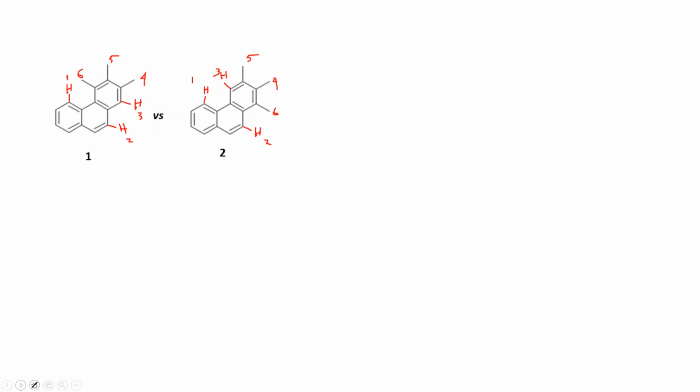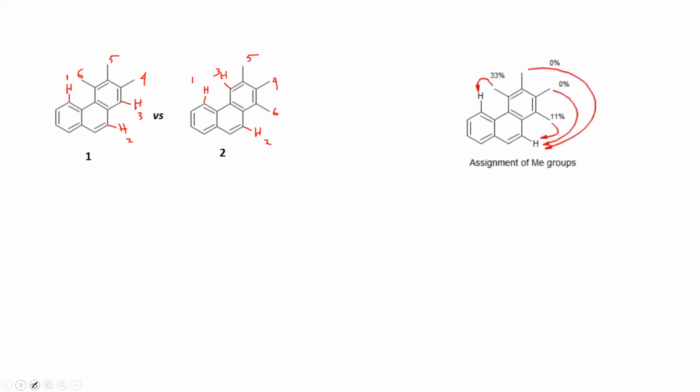One and 3. 1 and 6, sir. First. Yes, 1 and 6 will be the most prominent one. If you look at the assignment, like this 1 and 6, they have 33%.